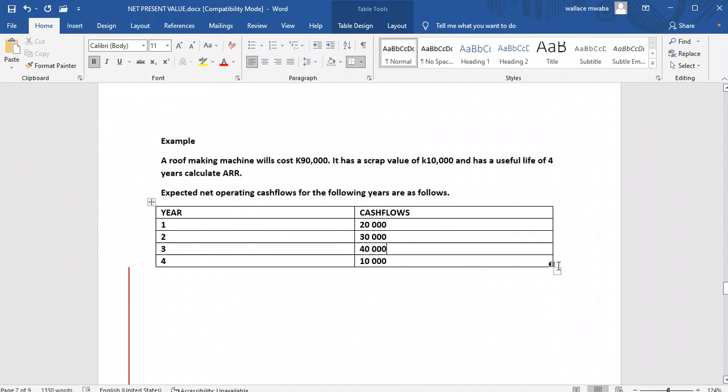Okay, the shareholders are interested to buy shares in a company that is making profits. So we've been told to find the average rate of return. The first thing we're going to do is calculate depreciation, because before we can get the profits, we have to get the depreciation.